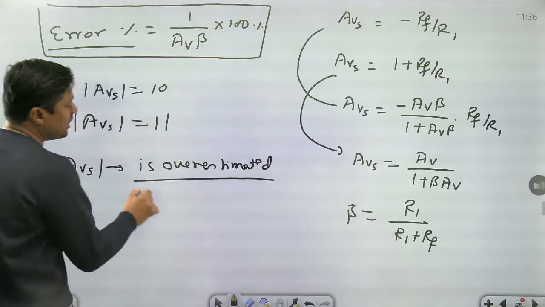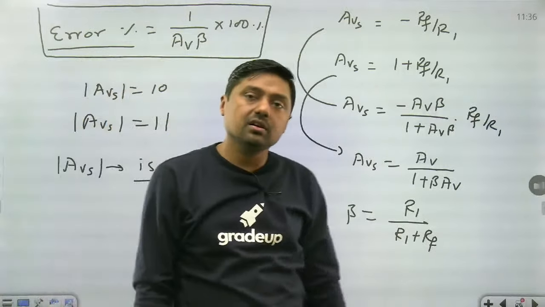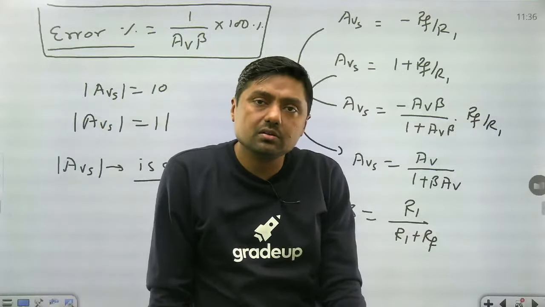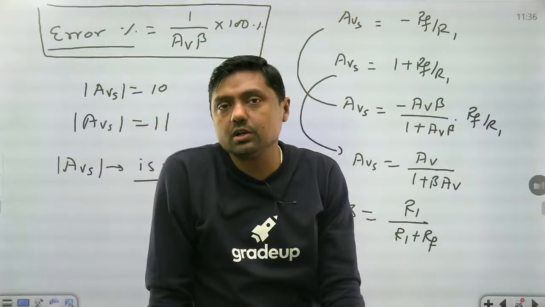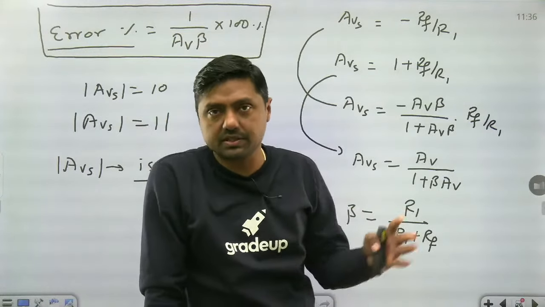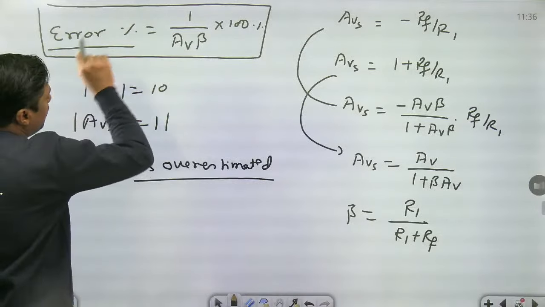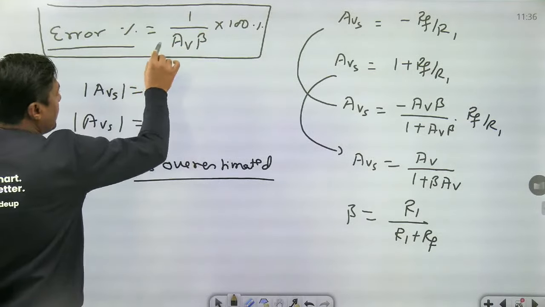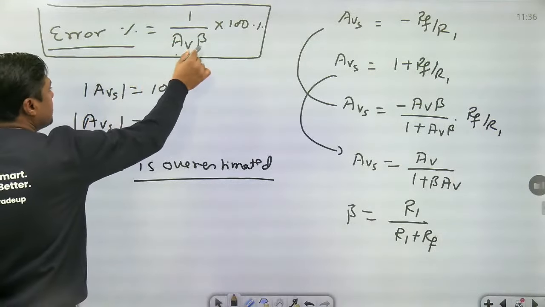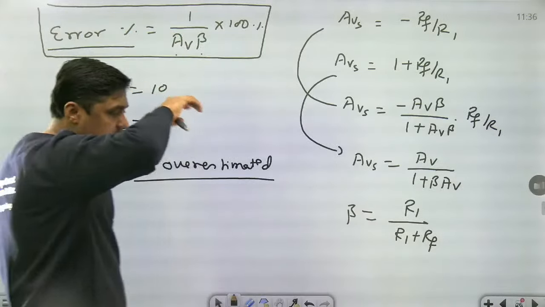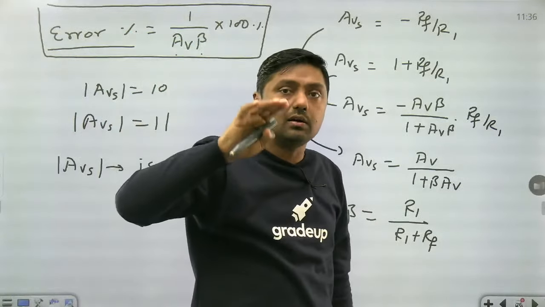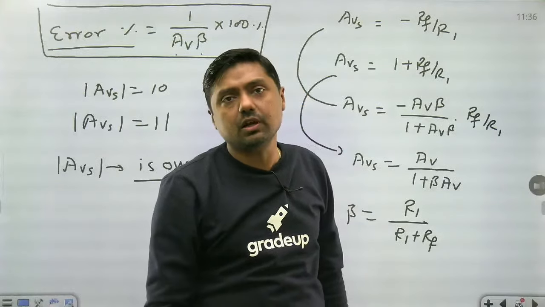Normally in analog, 99% of the time, after approximation and calculation, the result is overestimated by some percent, and that is the percentage error, 1 upon AV beta into 100. If we increase the gain, that is beta, the percentage error will reduce.